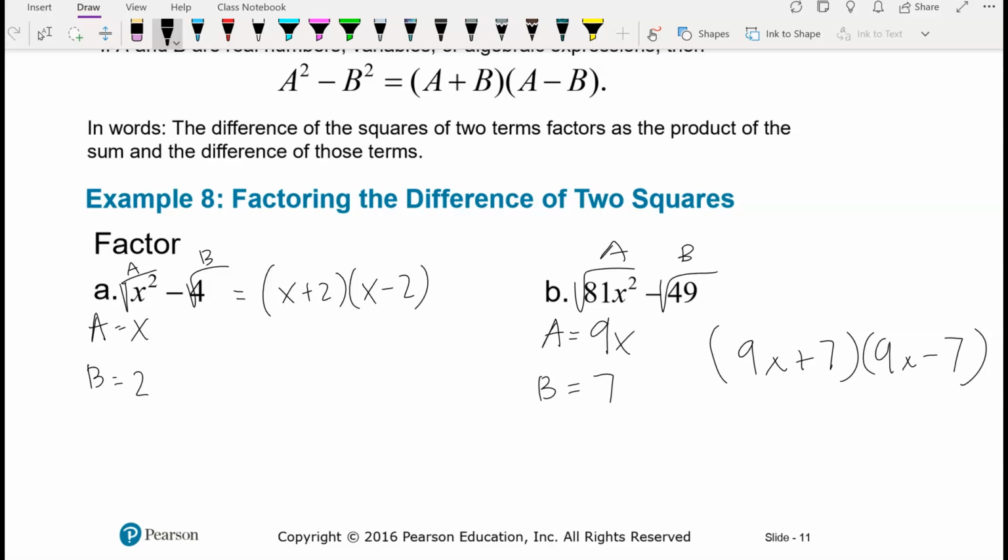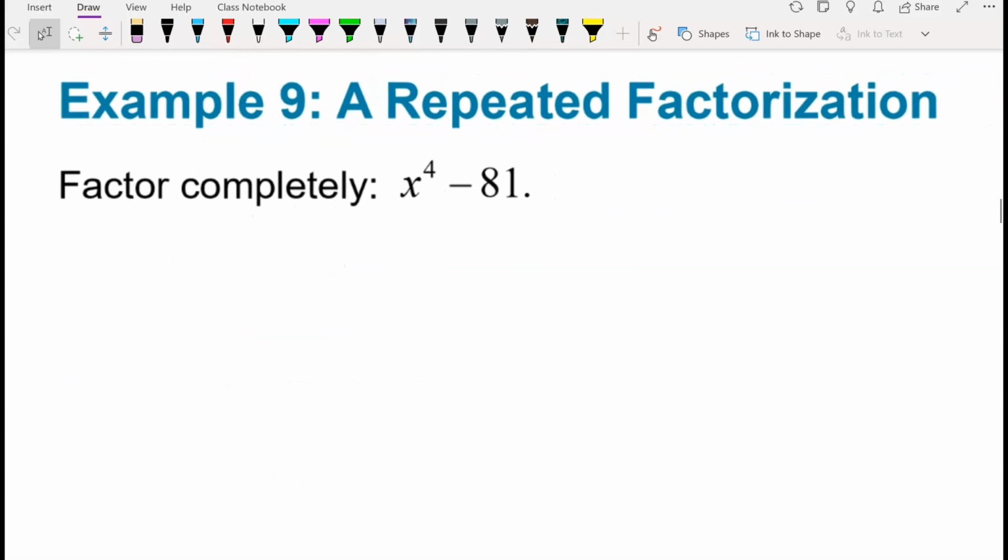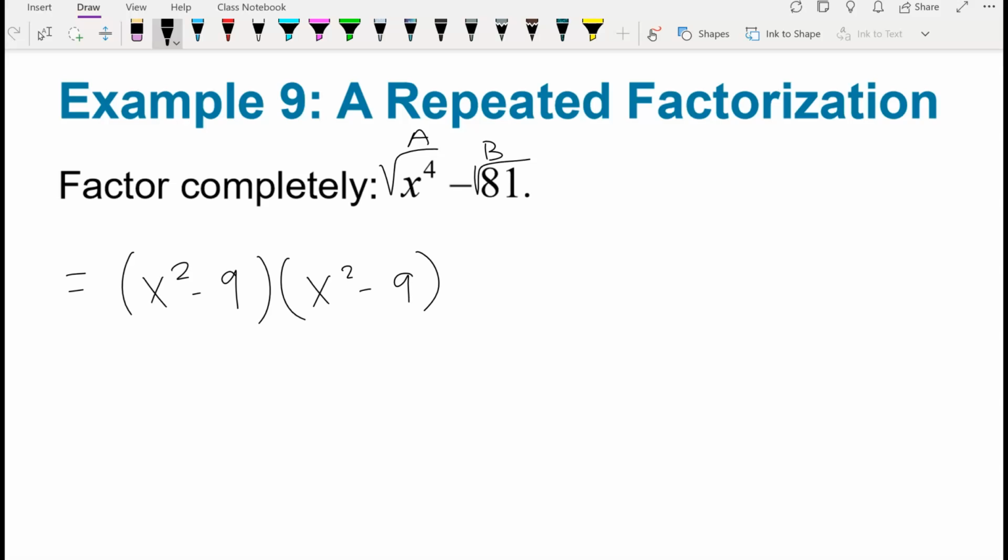So you just find your a and b, square root it, and find your factors. All right, repeated factorization. So this will be the same, square root to find a and b. So it's going to be x squared minus 9 and x squared minus 9. Well, notice you could also square root that again. So, plus 9.